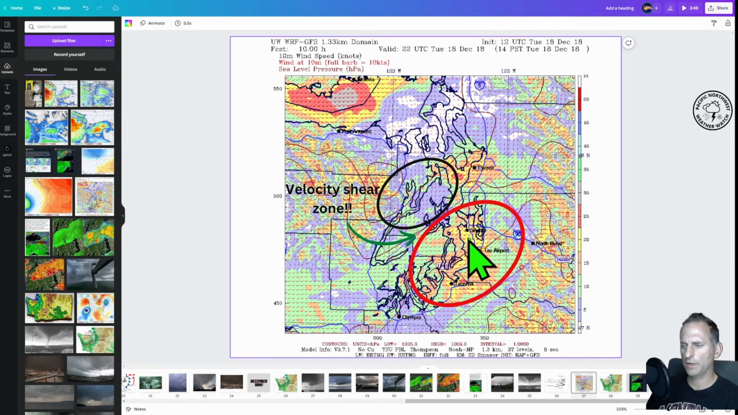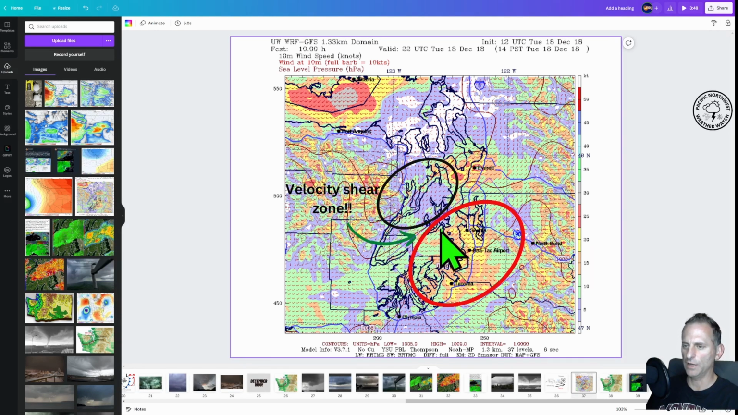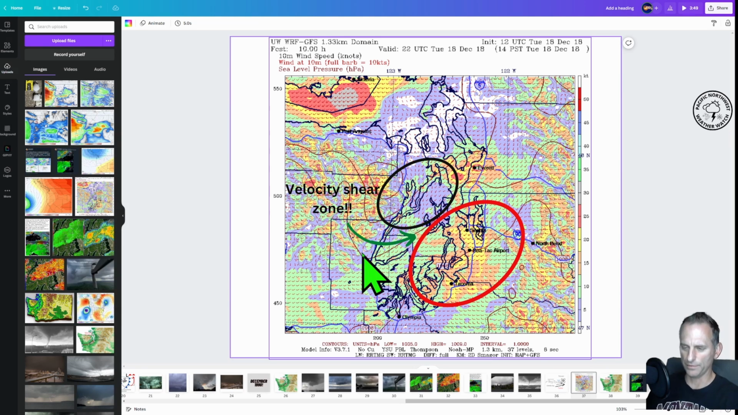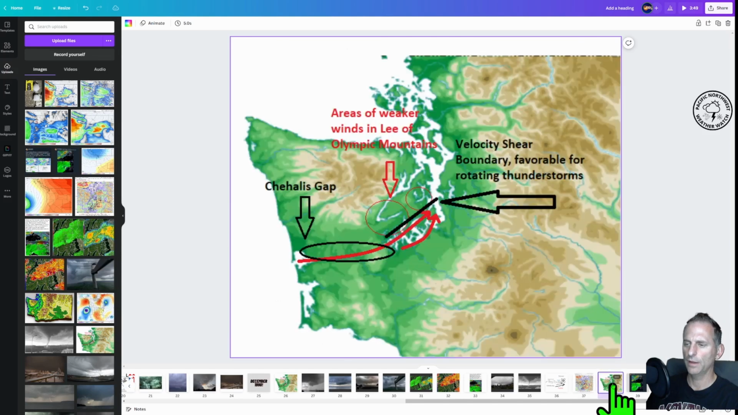Now, taking a look here, you can see it on the weather map, these stronger southwesterly winds as you race through the Chehalis Gap, and you see weaker winds in the immediate vicinity of the Olympic Mountains here, and that's what causes this velocity shear zone. So you're going to hear me talk about this as we go on through the fall and winter months, because once you get to October, November, December, it is tornado season out here in the Pacific Northwest. Not that we usually get strong ones, but we do get some brief tornadoes here in the Pacific Northwest. And again, here's another view of that.